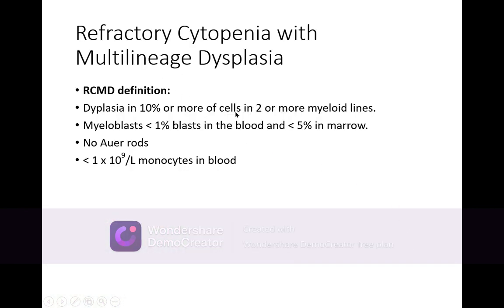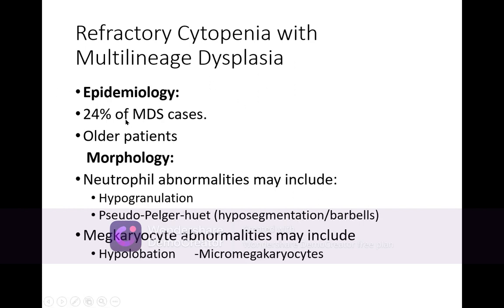Refractory cytopenia with multilineage dysplasia is another variety being described. It is in older patients, and 25% of cases are this multilineage dysplasia. It also has neutrophil abnormalities like hypogranulation and pseudo-Pelger-Huet, hypersegmentation, with bars and bells as the morphology. The megakaryocyte abnormalities may include hypolobulation, and micromegakaryocytes are seen. These are abnormal and definitely not normal. Multilineage means the RBC is involved, but the WBC may be involved and also the platelets.